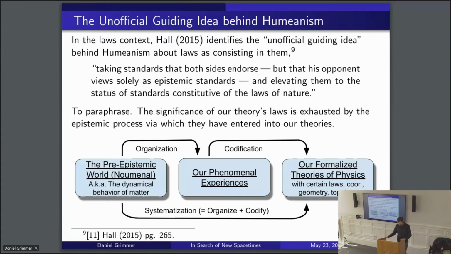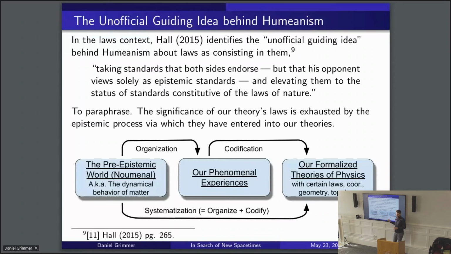Sorry, then what are the both sides here? Of the debate, of the Humean and non-Humean. Sorry, yeah. So the Humean in the debate is taking standards that both sides of the debate endorse and promoting them to constitutive standards. So what Hall is saying here is that everybody should actually agree about kind of the epistemics of laws, about how we look at the world, find its patterns, the scientific process that leads to our theories having certain laws. That epistemic story is all agreed upon by the participants of the debate.